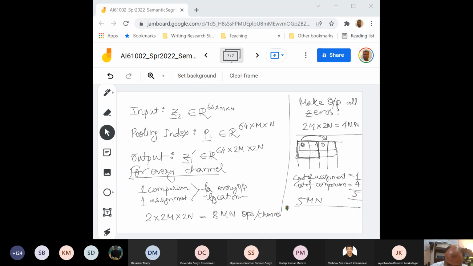So my total cost is going to be 4mn plus 5mn. That makes it 9mn. So 9mn ops per channel. Now you compare that one. In this case, you had 8mn ops when you are doing it in one shot, compared to that, you have 9mn ops when you are doing it in operation. How is the comparison cost 4, sir?